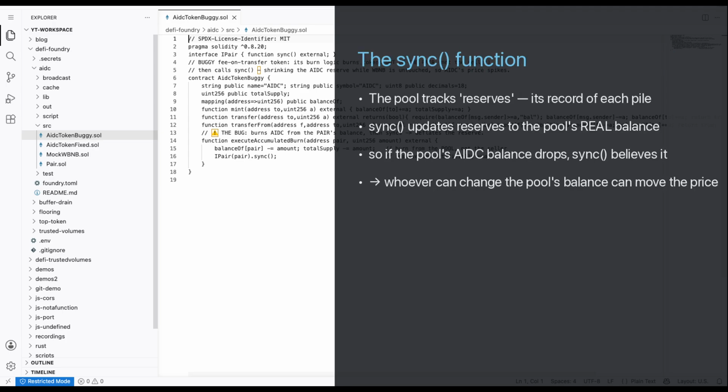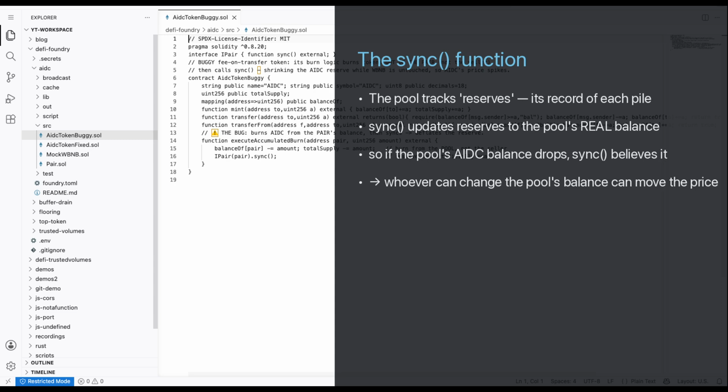Hold that idea. Real pools keep an internal record of each pile called reserves, and a function named sync updates those reserves to match the pool's actual token balances. That's normally fine, but it means anyone who can change how much AIDC the pool physically holds can move the recorded price just by calling sync.